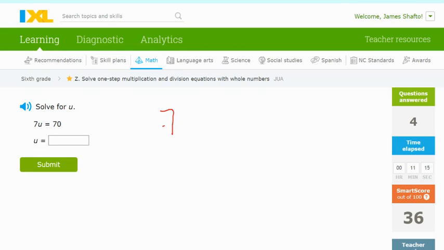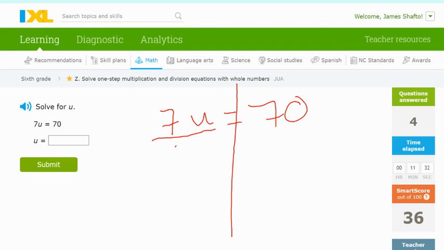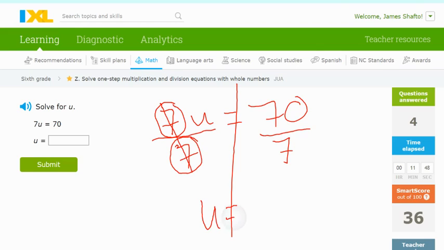The next problem says 7u equals 70. Again, I'm going to set up my two sides of the equal sign. This is going to be multiplied: 7 times something equals 70. So I'm going to divide using a fraction bar on both sides to keep it balanced. Having 7 in the numerator and 7 in the denominator gives me one whole, and I'm left with 1u. That's going to be equal to 70 divided by 7, which is going to be 10.